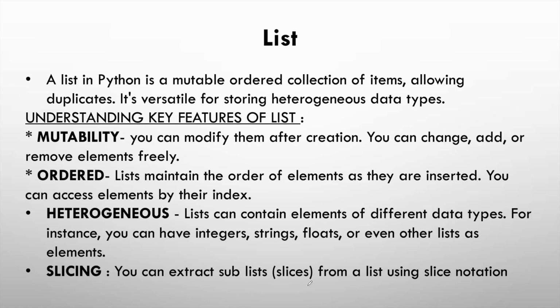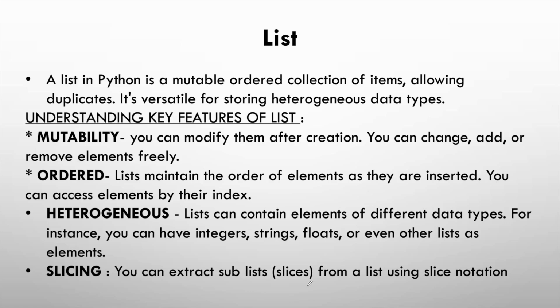A list in Python is a mutable ordered collection of items, allowing duplicates. Now, mutable means that it can be modified after creation. You can change something, add something, remove something, etc. Ordered means that they maintain the order of elements that you originally give it.